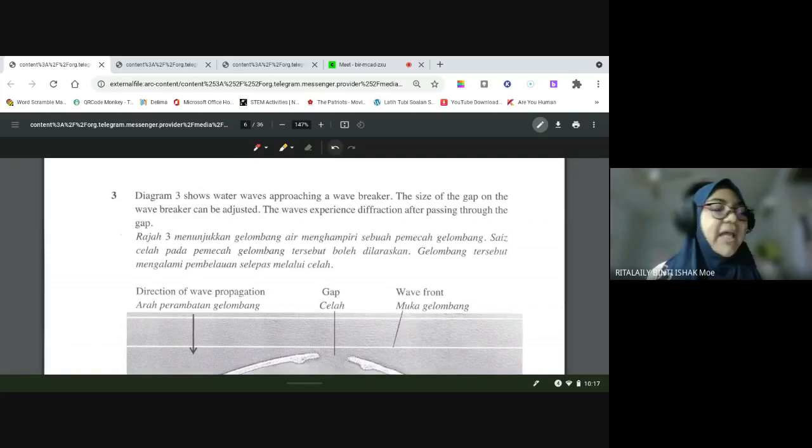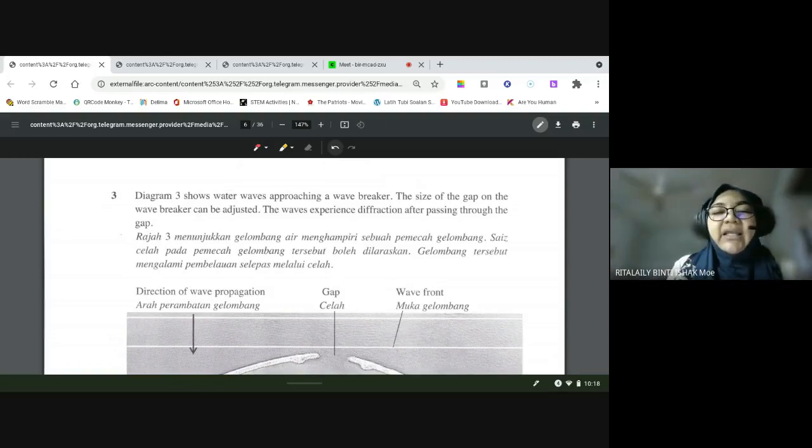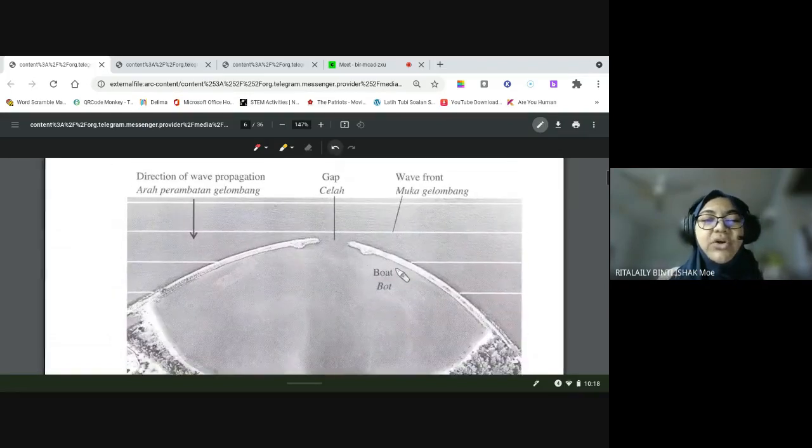Diagram 3 shows water wave approaching a wave breaker. The size of the gap on the wave breaker can be adjusted so the wave experiences diffraction after passing through the gap. Okay, so the next thing, kalau dapat soalan, baca soalan betul-betul, bawa lah highlighter, okay, highlightkan. Okay, kat sini dia kata diffraction, and ada sebut size of the gap adjusted. Okay, this is direction of wave propagation, kemudian di sini ada gap.